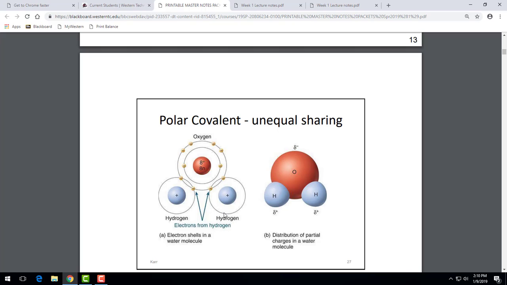And the formula for water is H2O, right? Because the oxygen requires 2 hydrogen atoms to fill its outer energy level with 8. So we'll pick up next time talking about the other types of bonds that we see among atoms.